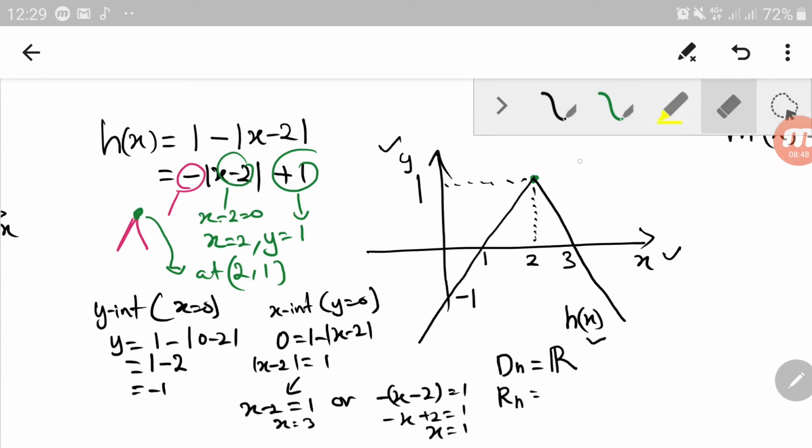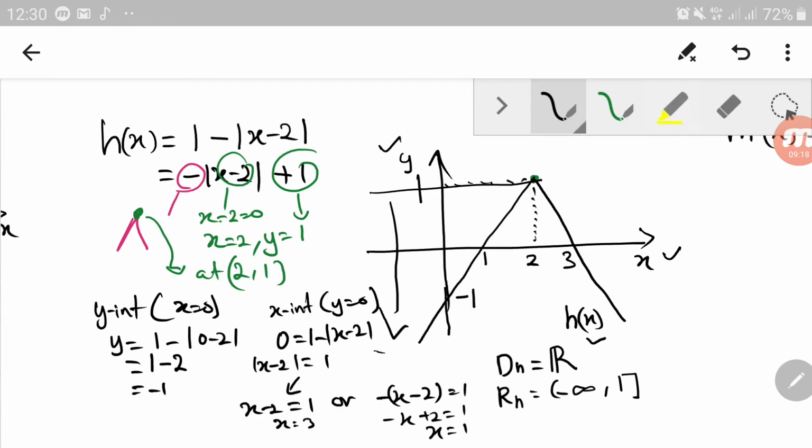Okay, it starts from minus 1 over here, and then up until infinity down there. It is endless, because the graph keeps going. It's just that we limit our view. So the range is from minus infinity up until 1, with 1 included.